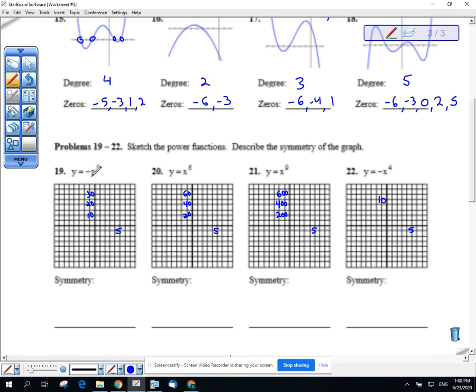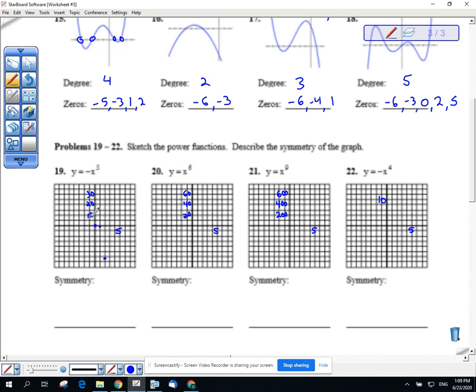I'm plugging in 0. 0 to the 5th is 0. Negative is still 0. So there's a point at 0, 0. I plug in 1. 1 to the 5th is 1. And make it negative, that'd be -1. That is going to be so close to the x-axis, it'll be hard to even distinguish it. Okay, I think I did a pretty good job there, though. And 2 to the 5th is 32. This is why I picked the scale that I did. And then make it negative. So 2, -32 would be about right here.